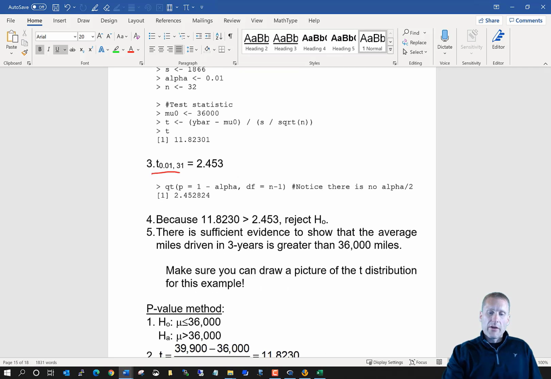Corresponding critical value from our t distribution, I go to the qt function once again. I get 2.453. So, test statistic is greater than that critical value. Therefore, I definitely reject H0. There's strong evidence there. So, I state in terms of the original problem, there is sufficient evidence to show that the average miles driven in 3 years is greater than 36,000 miles.